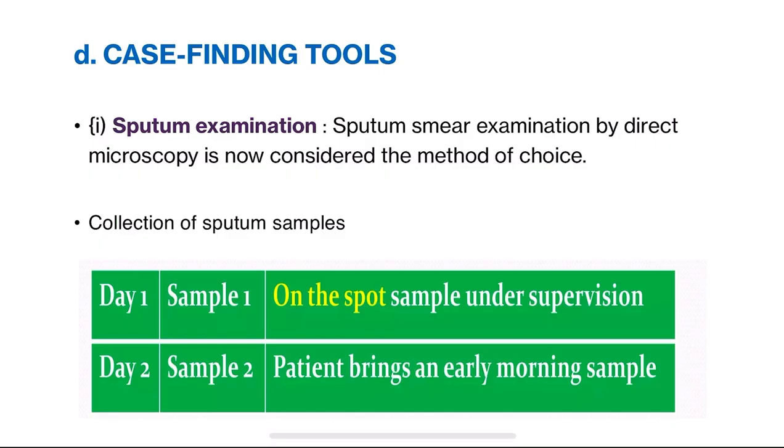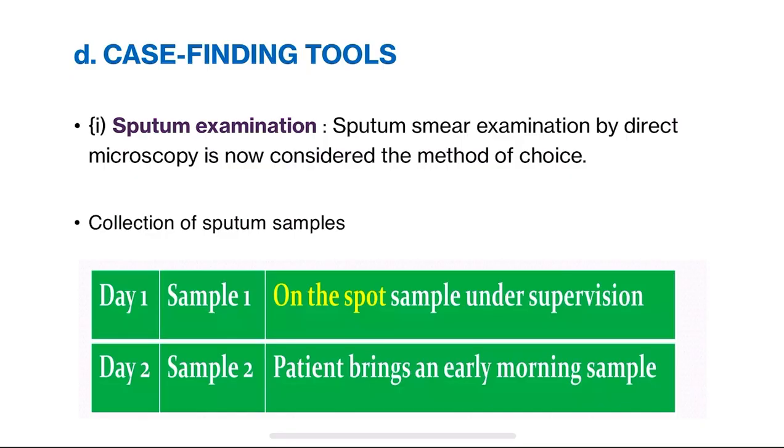Moving further to the case finding tools. First comes the sputum examination. Now, the case finding tools. What are the tools which we are using in finding the TB cases? So the tools include the sputum examination, sputum smear examination by direct microscopy. This is considered the method of choice nowadays. So we see that sputum smear microscopy.